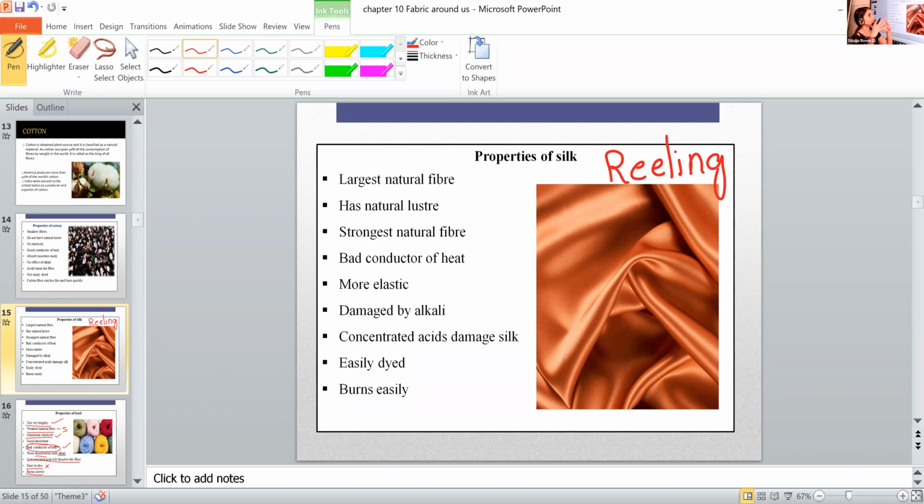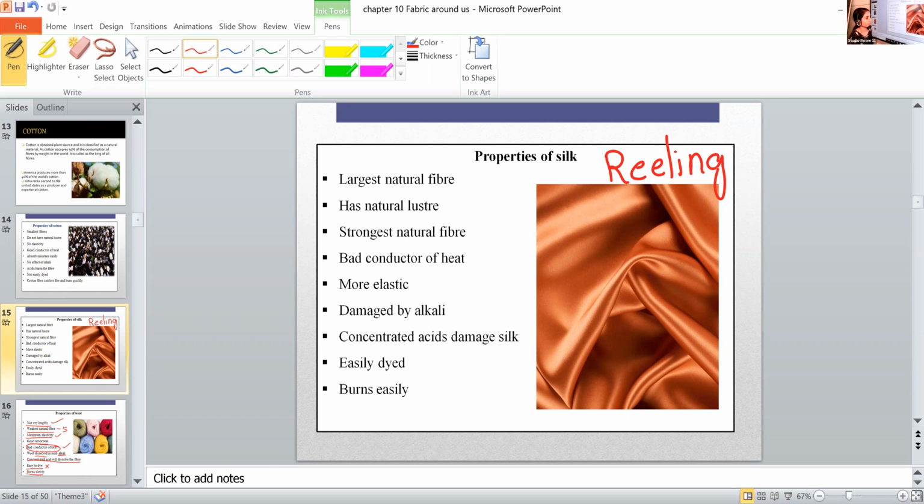So first we heat the cocoon in hot water. Due to the heat, the sericin dissolves, so we can easily separate the fiber from the cocoon. Then reeling means unwinding the raw silk filament, so it will be straightened. And after reeling, we again heat this structure of cocoon to remove the remaining sericin.